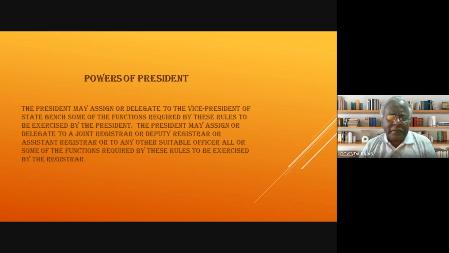Powers of the president. The president may assign or delegate some of the functions to the vice president of the state bench. The president has the power to assign, detail or transfer the appeal from one person to another person, or another bench.